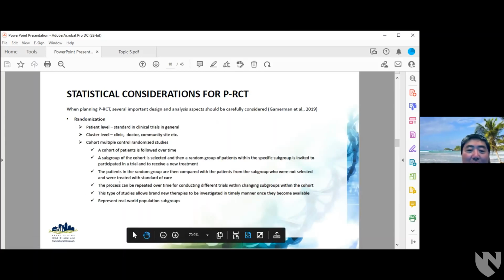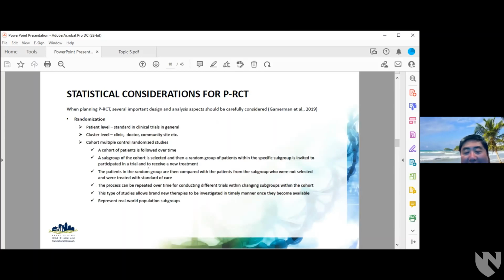So when you decide to follow up with this cohort of patients, at that time you haven't had a concrete idea what kind of treatment you're going to implement on the patient. You don't have a full picture in the beginning. So basically during this process, once some treatment is available, you select a subgroup of the cohort, then you randomize the group of patients within this specific subcohort. Then you compare with the control, not receiving it. You're choosing a subgroup who are not selected, then just compare.